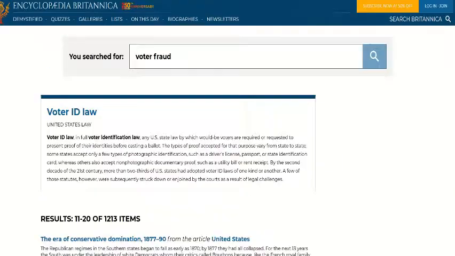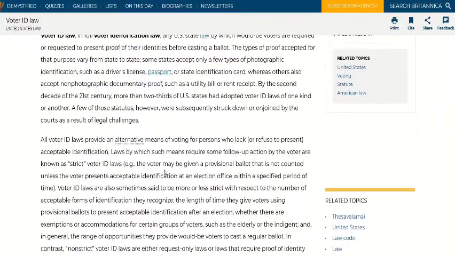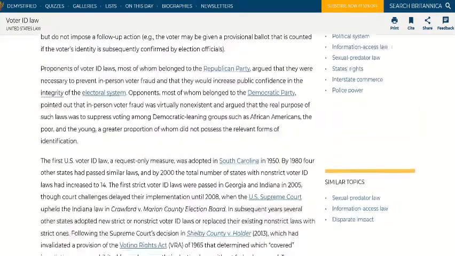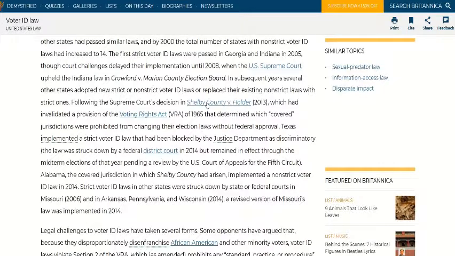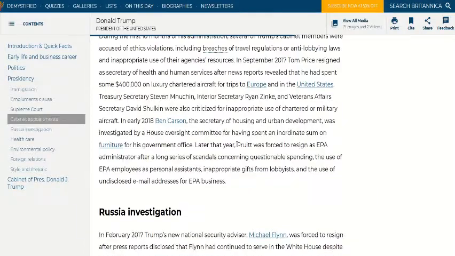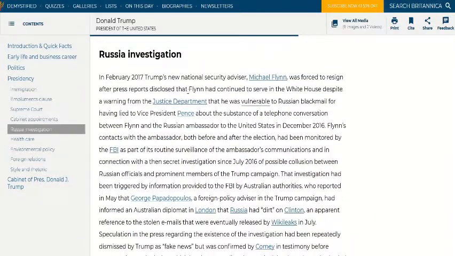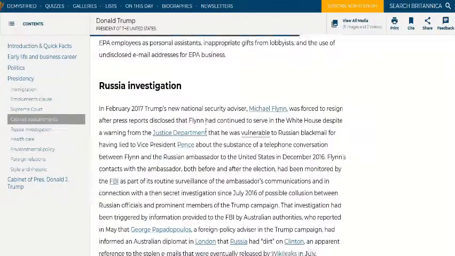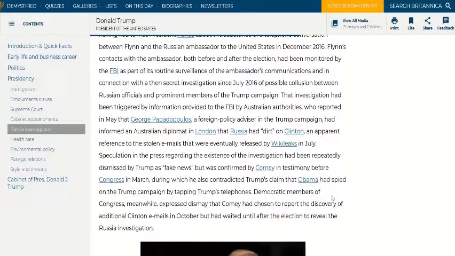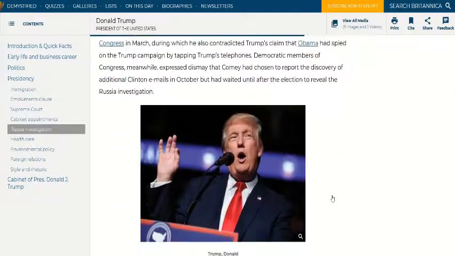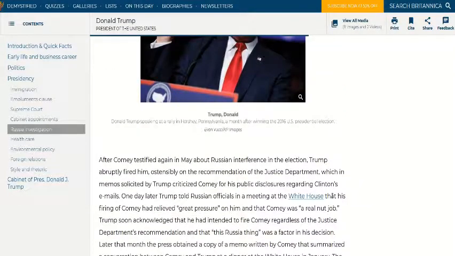But we did find some good subjects, right? Voter ID law, that's a useful topic. Gives us the history of voter ID laws, some prominent court cases that might be useful to research. The Donald Trump article about the Russia investigation gives us a history of the current events, what's going on, a rundown of significant things that have happened, and a summary. The encyclopedia takes us up to the present day or almost in terms of its information.